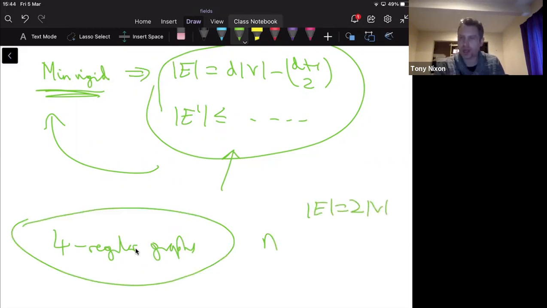That's just from the handshaking lemma. Whereas for a minimally rigid graph in 2D, you need to have this many edges. So you have a chance of being rigid because you have 3 spare edges. So you may even be redundantly rigid if you get lucky.